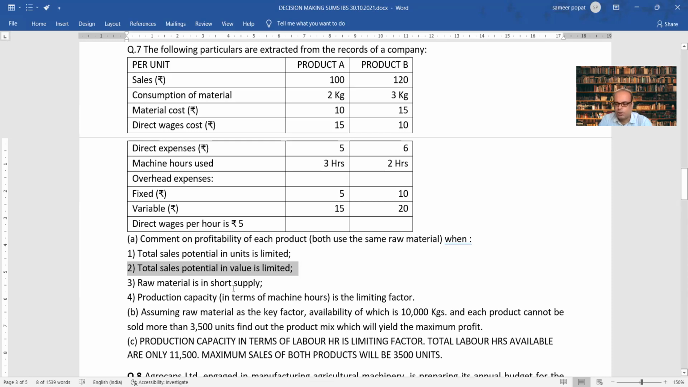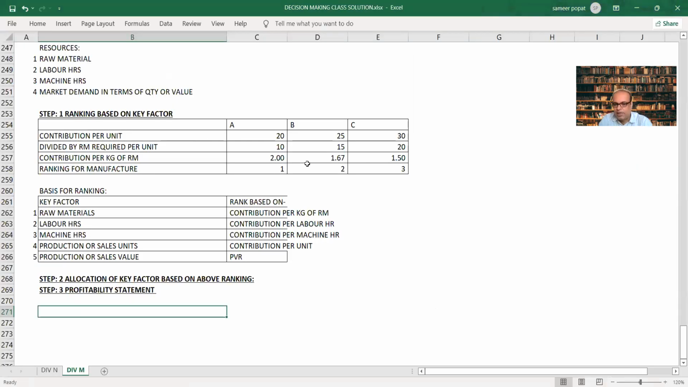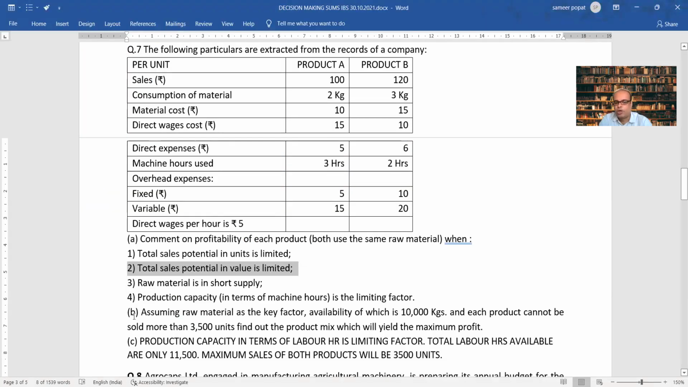Here we are not going to follow all three steps. Here we just need to follow the first step and decide which product is more profitable. This rank indicates more profitability. So the highest profitable product is A, then B, then C. So the ranking is required for point number A. For point number B and C, full-fledged working will be required in all three steps. That we will focus on later. Let us focus on point number A.